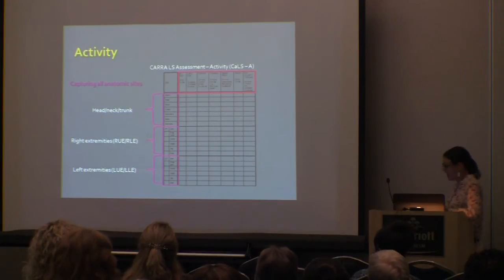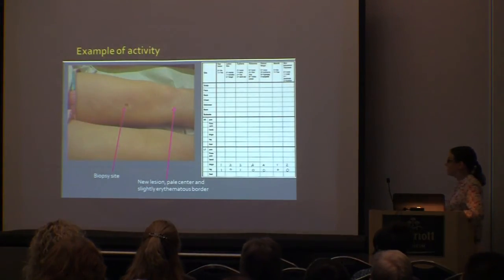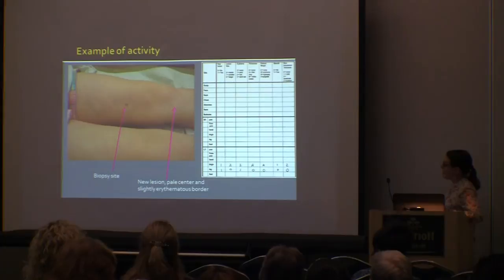And we actually use, in my clinic, a score sheet. And this just kind of highlights these activity features here. So this is just an example of someone who has a very active lesion, and this is actually where we did a biopsy. But what you can see is that early active lesions can be quite subtle, so people oftentimes don't recognize them, or they've been told they have ringworm, or they thought it was a bruise.